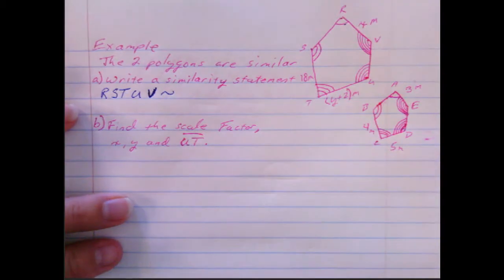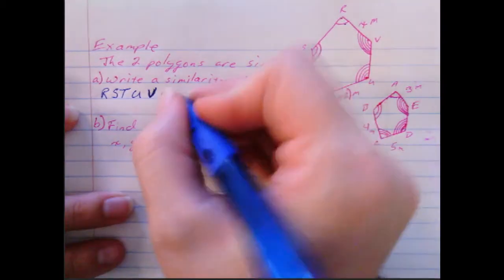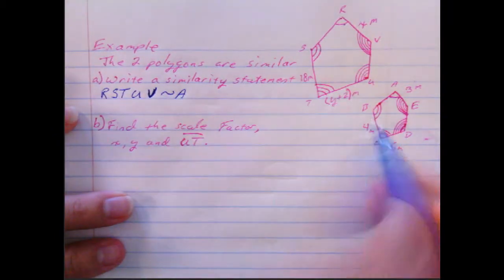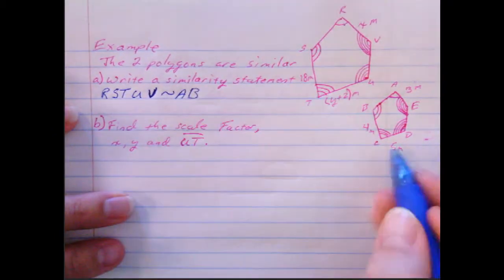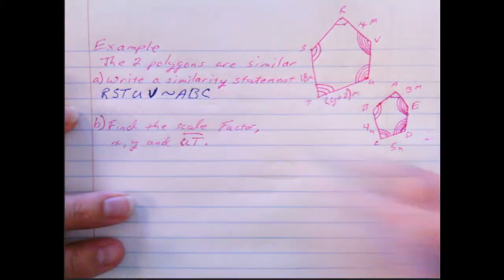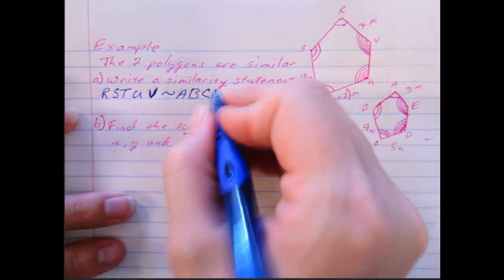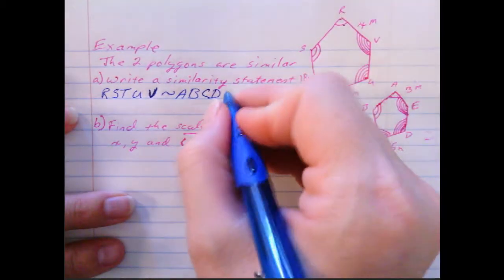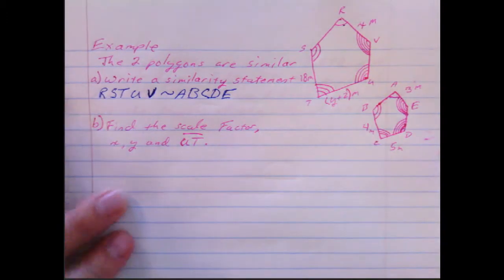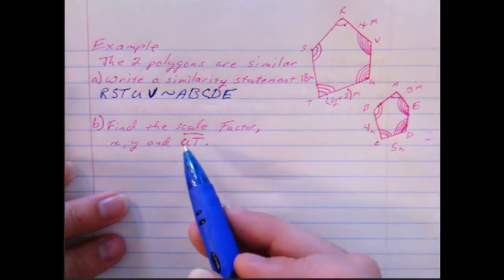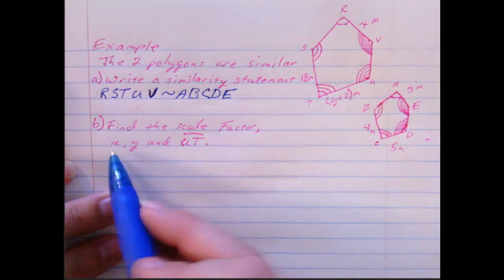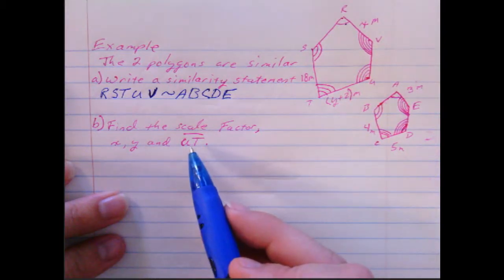Then I'm going to do the same thing down here. I'm going to start with 1 is A, 2 is B, 3 is C, 4 is D, and 5 is E. Okay, so that's my similarity statement. Now I'm going to come down here and work on scale factor, x, y, and UT.